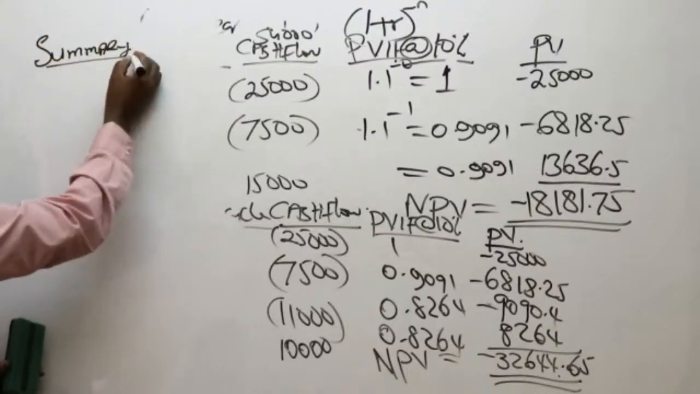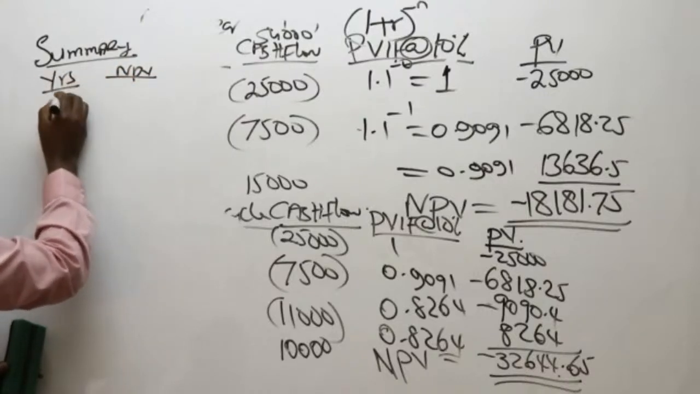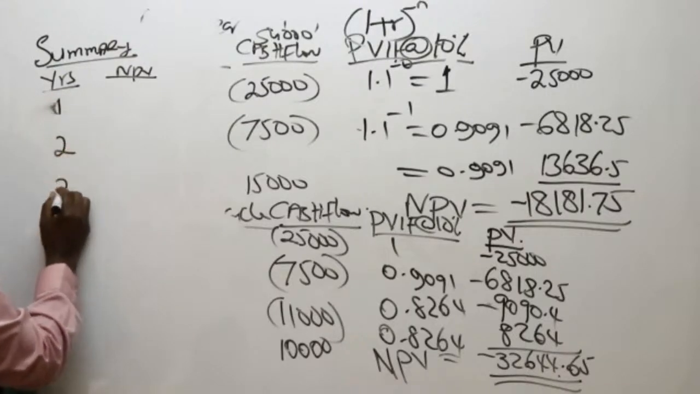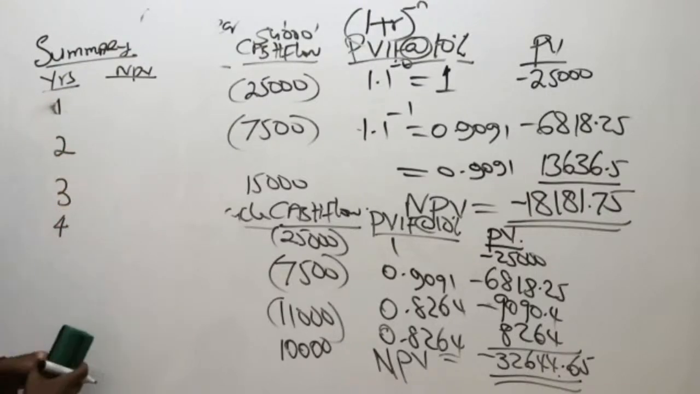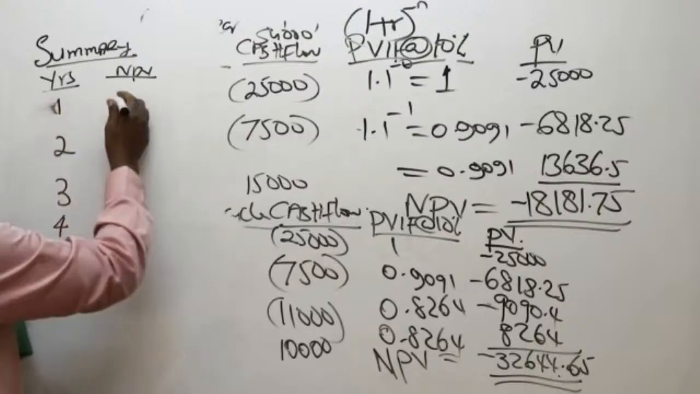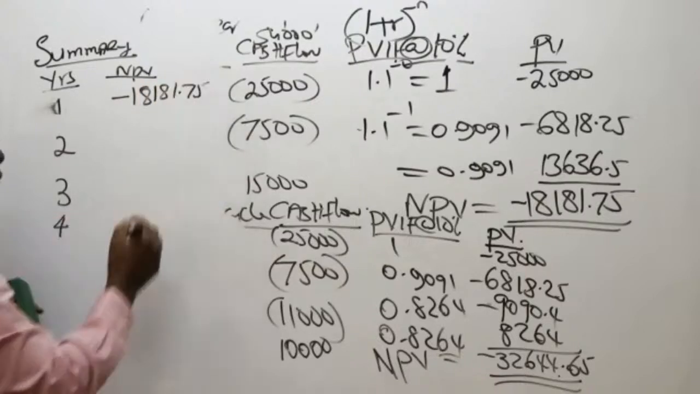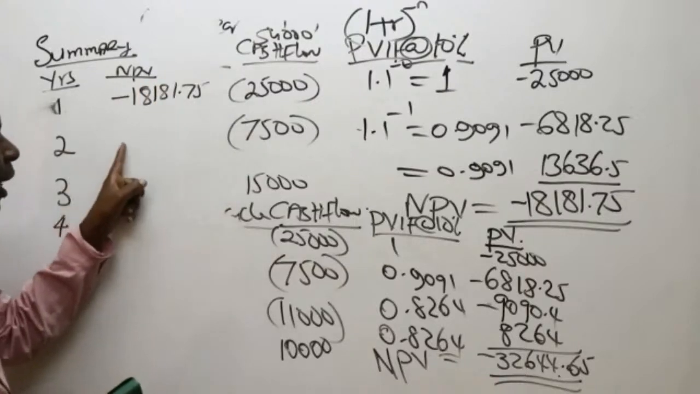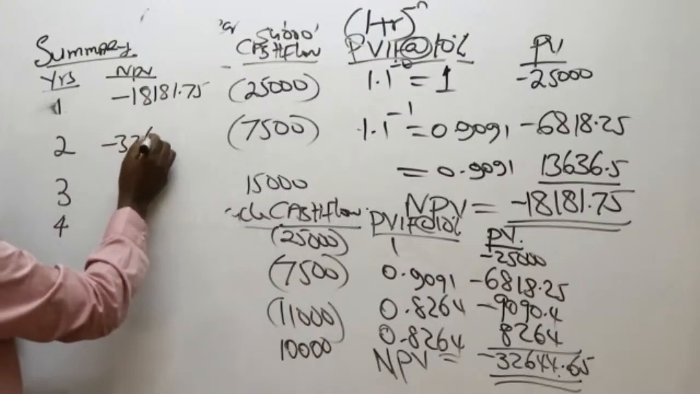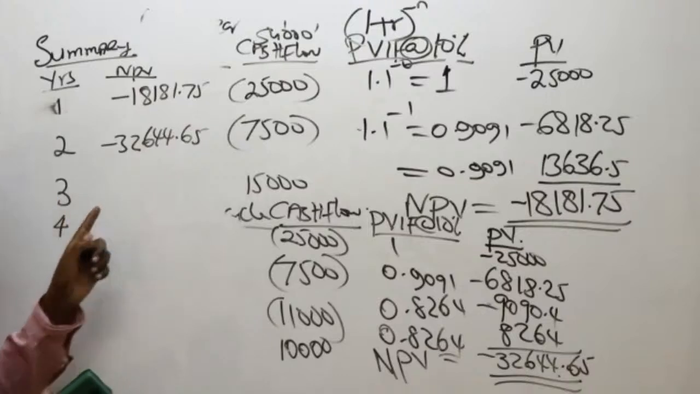We have what we call net present values. And then we have years. So we have year 1, year 2, year 3, year 4. If we replace at the end of year 1, our NPV will be negative 18,181.75. If we replace at the end of year 2, it will be minus 32,644.65.